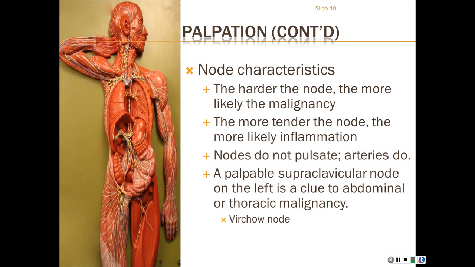If you find a supraclavicular node, it's called a Virchow node. So that's important to remember. It's usually on boards that for a supraclavicular node, you've got to get a chest CT or MRI, of the chest and the abdomen.